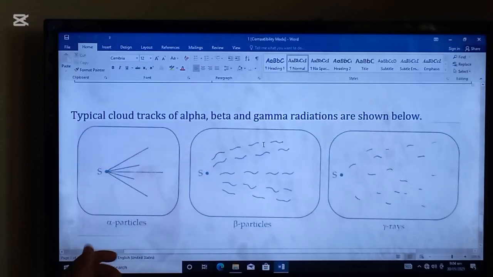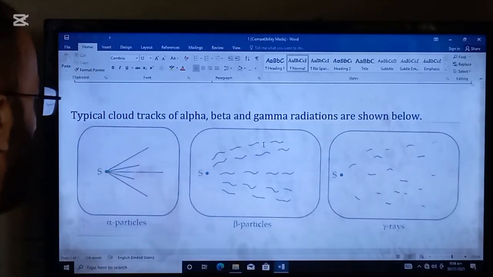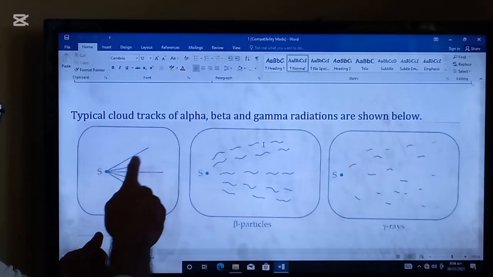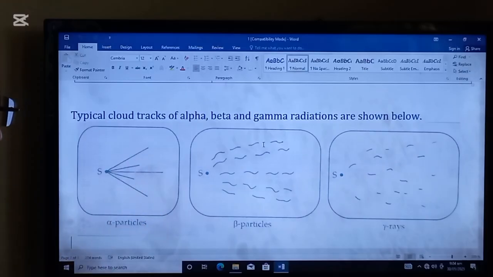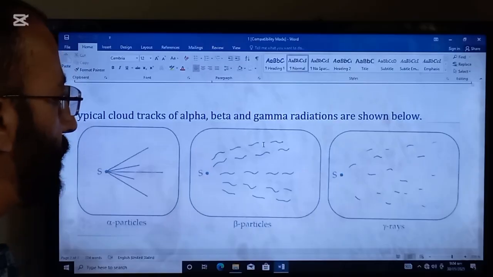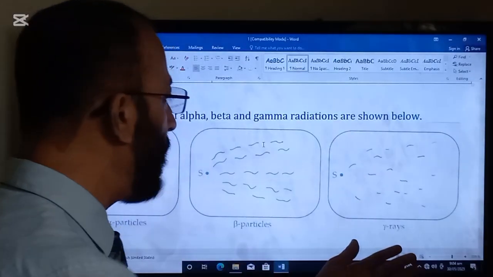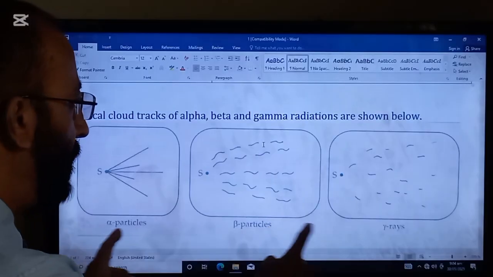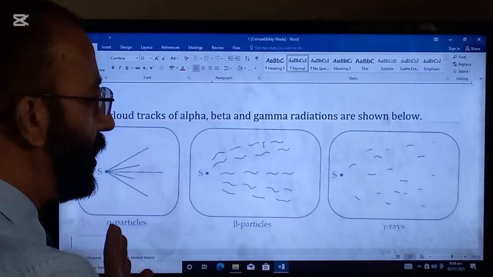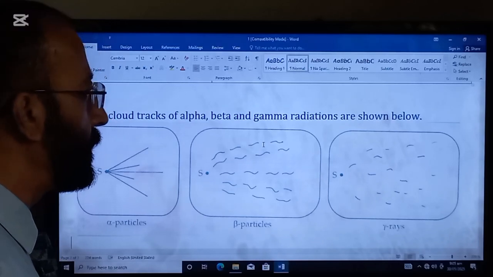Typical cloud tracks of alpha, beta and gamma radiations are shown. These are the tracks of alpha particles. These are the tracks of beta particles. And these are the tracks of gamma rays. You have to remember these because such questions normally come in the MCQs, paper number 1 of physics.